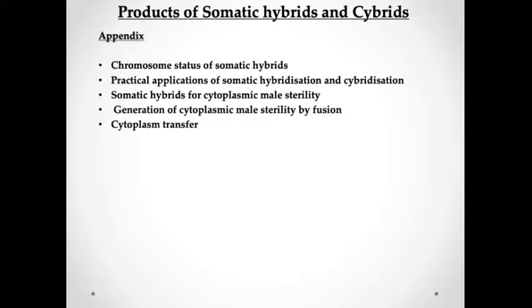So products of somatic hybrids and cybrids. Somatic hybrids are the ones in which one mitochondria is used, in other case cytoplasm is used. Then you fuse them together of two different species like tomato and potato, and then you create a new species out of it. And that is your somatic hybrids. And cybrids are the ones which have, they are more into the other side of it, so we will understand more about them in upcoming lectures.